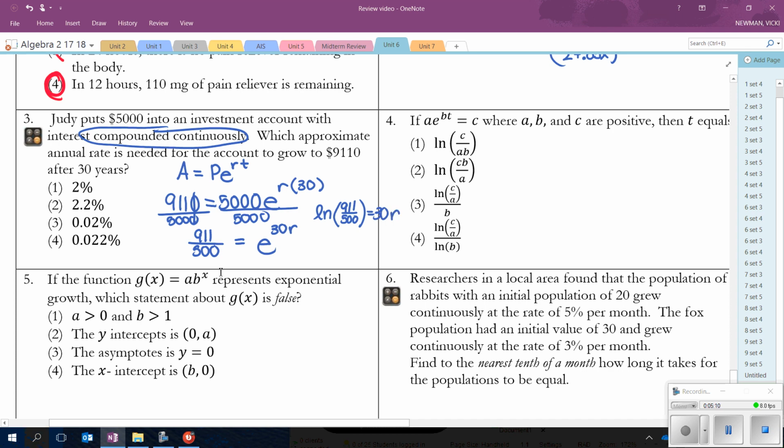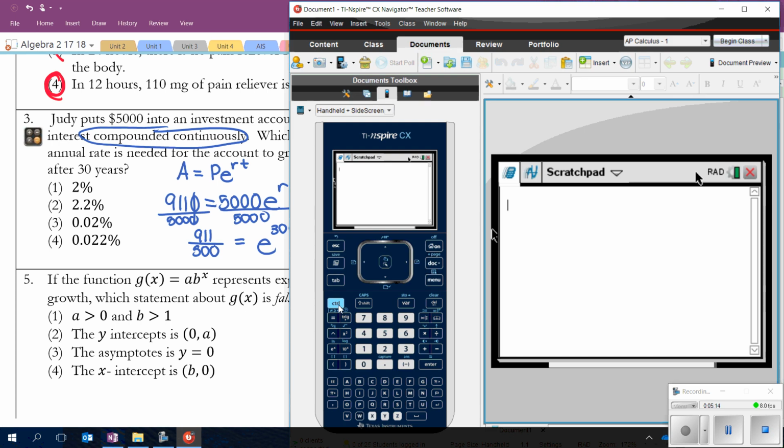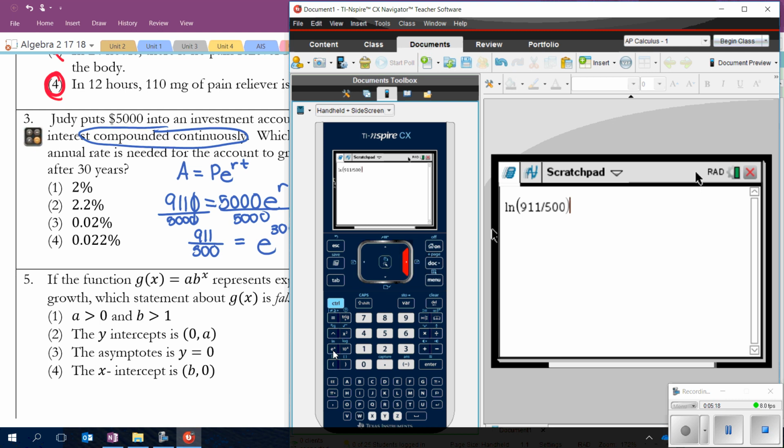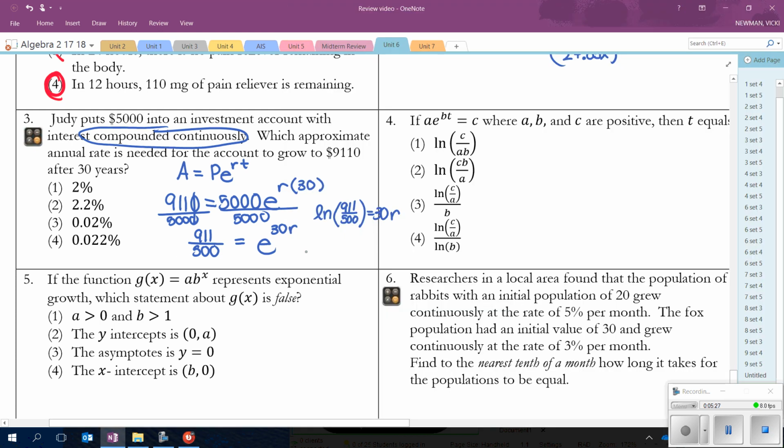So let's go to here. ln of 911 over 500 divided by 30 is 0.01999. Okay, so 0.02. r is 0.02, which means the percent is 2%.